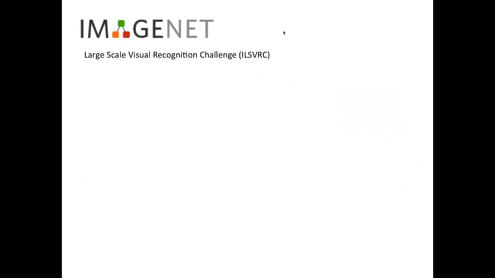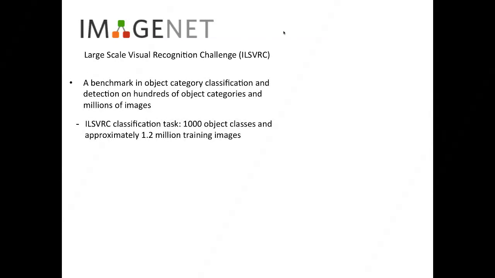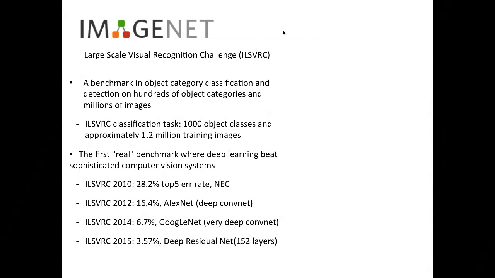When talking about deep learning, the first thing that comes to my mind is the ImageNet challenge. It's a large-scale visual recognition challenge. ImageNet is a benchmark for object category classification and detection on hundreds of object categories and millions of images. Actually, this competition is for 1,000 object classes, with approximately 1.2 million training images. ImageNet is very important because it's considered to be the first real benchmark where deep learning beats sophisticated computer vision systems.